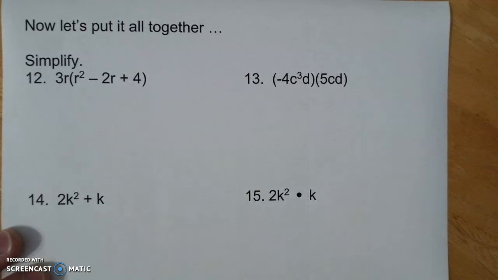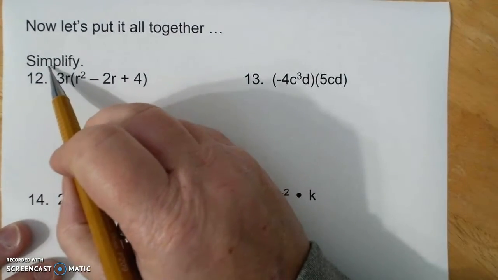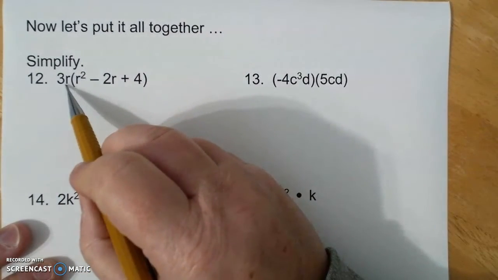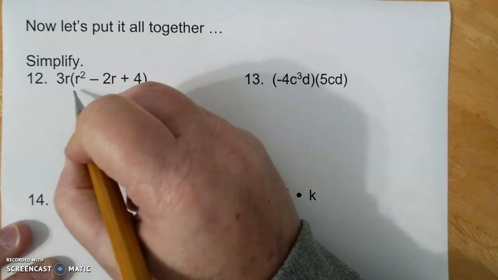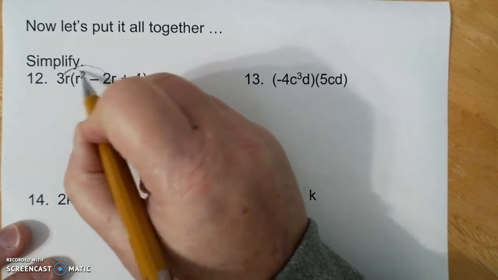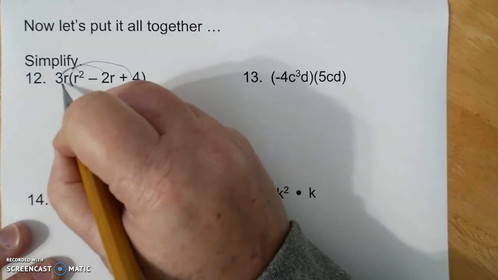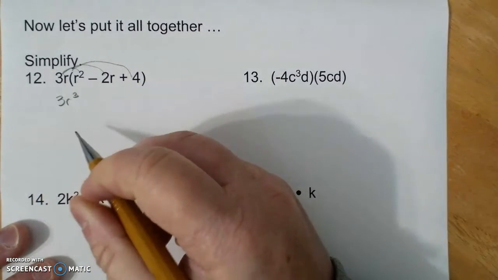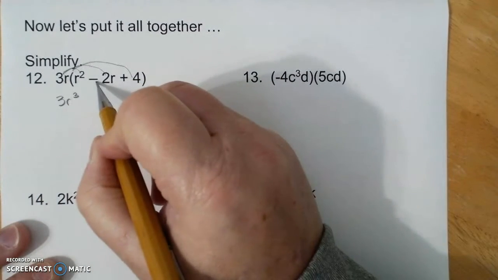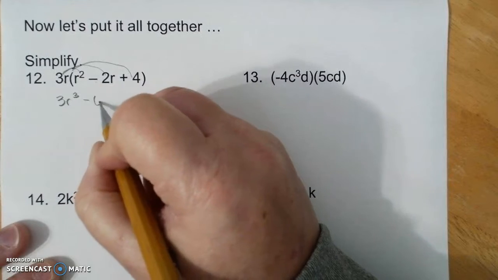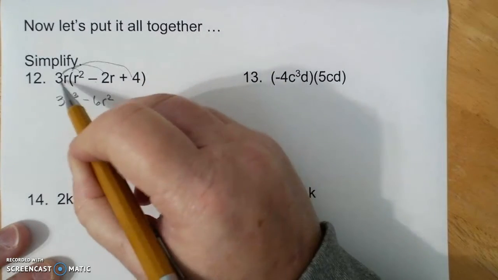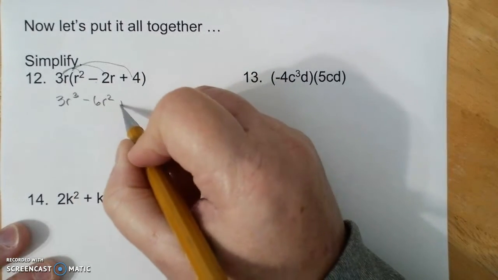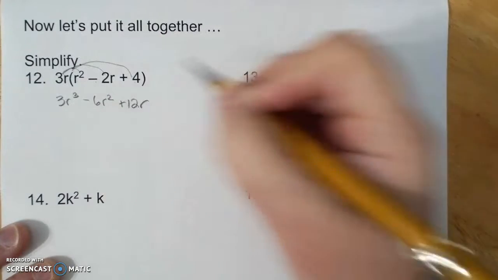So the last couple of problems is a combination of a whole bunch of different forms to see what's going on. So the directions would be to simplify. This is distributive property throughout. So you're going to distribute this all the way over. 3r times r squared is 3r cubed. 3r times negative 2r is negative 6r squared. And 3r times 4 is positive 12r.